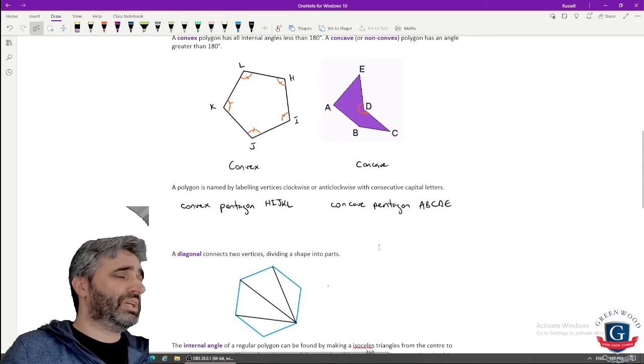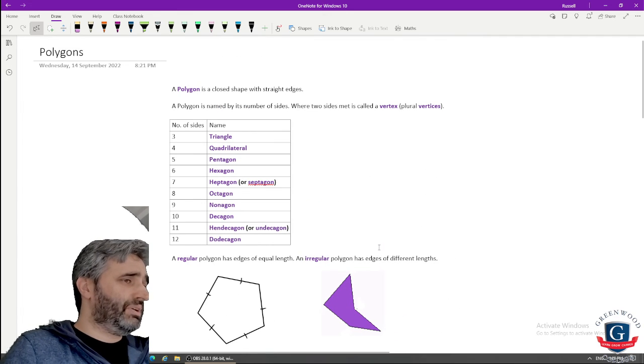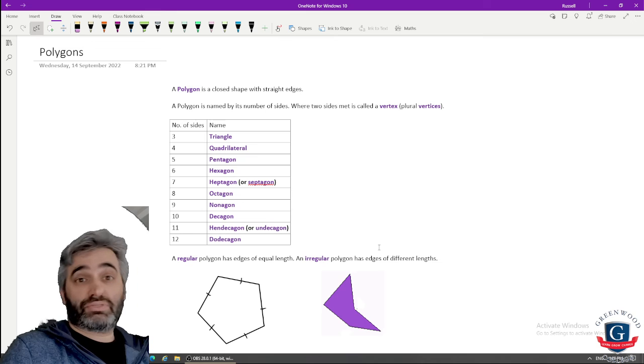A bit of looking at polygons, a seemingly simple topic until you start digging into it, and there's a fair bit in there definitions-wise that you have to learn off.